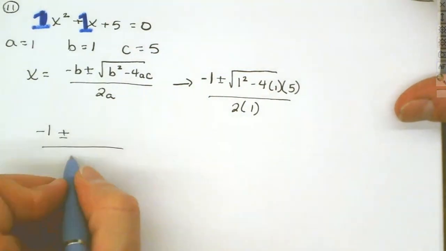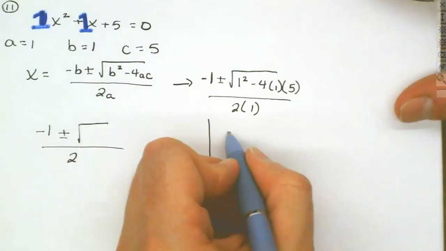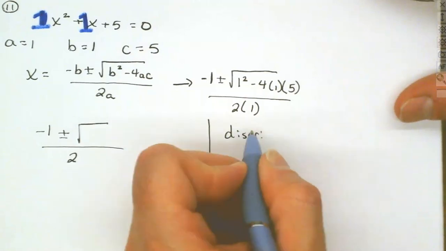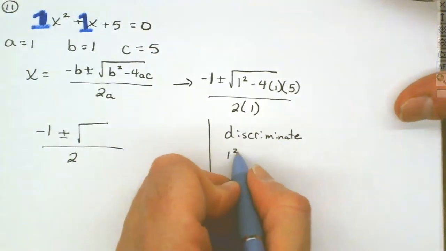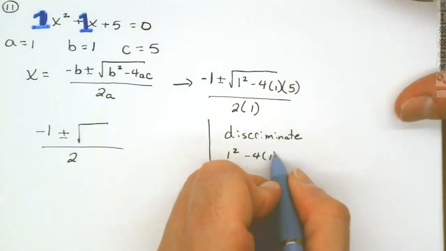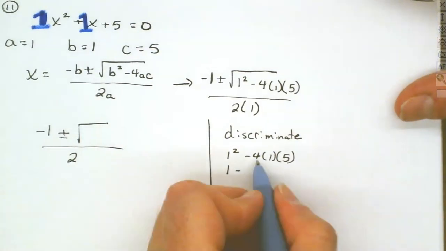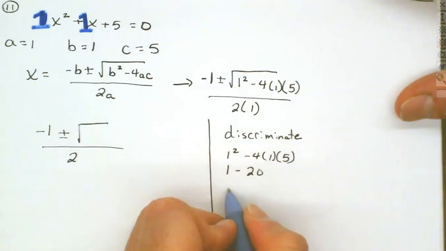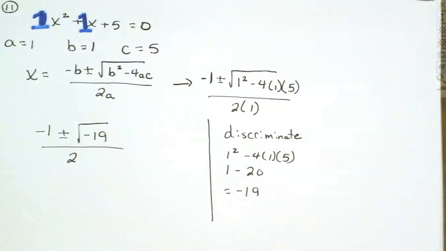2 times 1 is 2 down there. We've got our square root here. Let's do our discriminant over to the side. And our discriminant is 1 squared minus 4 times 1 times 5. So that's 1, and 4 times 5 is 20. It's a minus, and that makes that then a minus 19. We need to finish it.